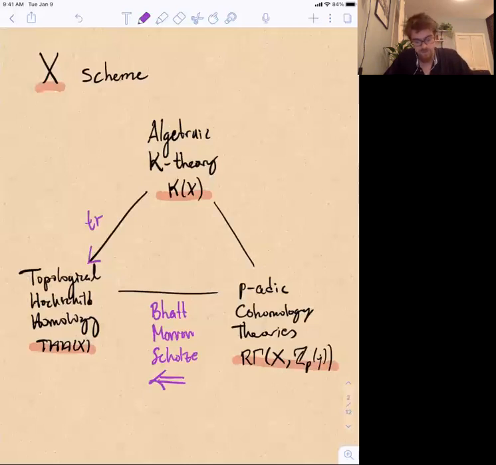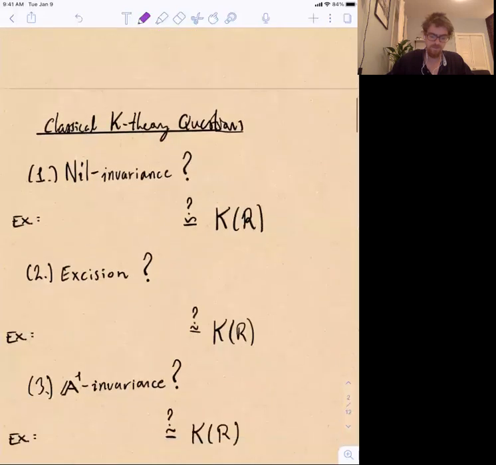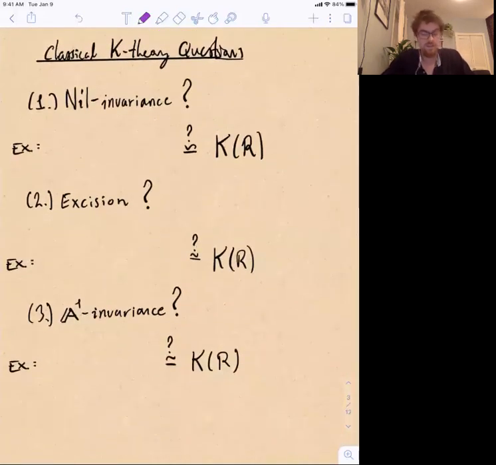I think of this diagram as a commuting triangle, so putting these two other sides together, you should get spectral sequences that compute K-theory from these p-adic cohomology theories. So I'm going to express this diagram through three types of questions, all of which focus on the case of singular schemes. Three questions in K-theory. These are classical K-theory questions.